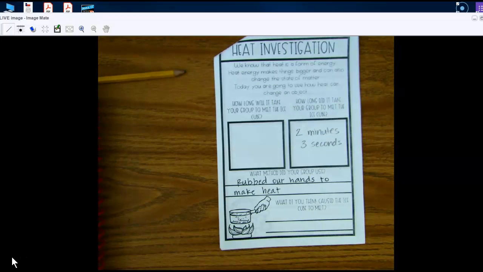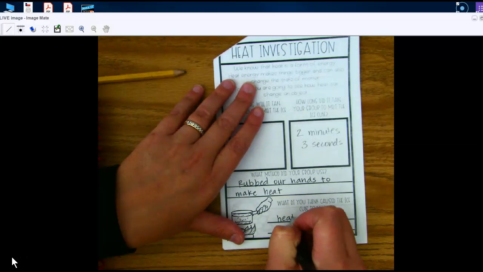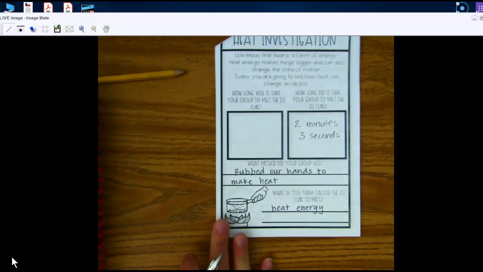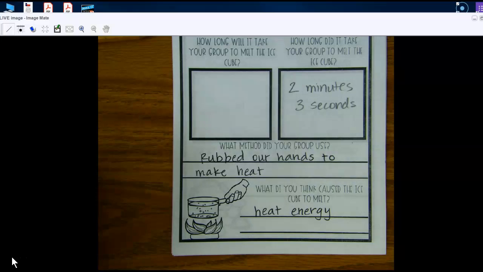So what caused the ice cube to melt? What energy did we use? Chase? Well, what did it make? It made water. What kind of energy did we make? Light, heat, or sound? Heat. What do you think caused the cube to melt? Heat energy. Okay, so we rubbed our hands to make heat. And then we think what caused it was the heat energy.